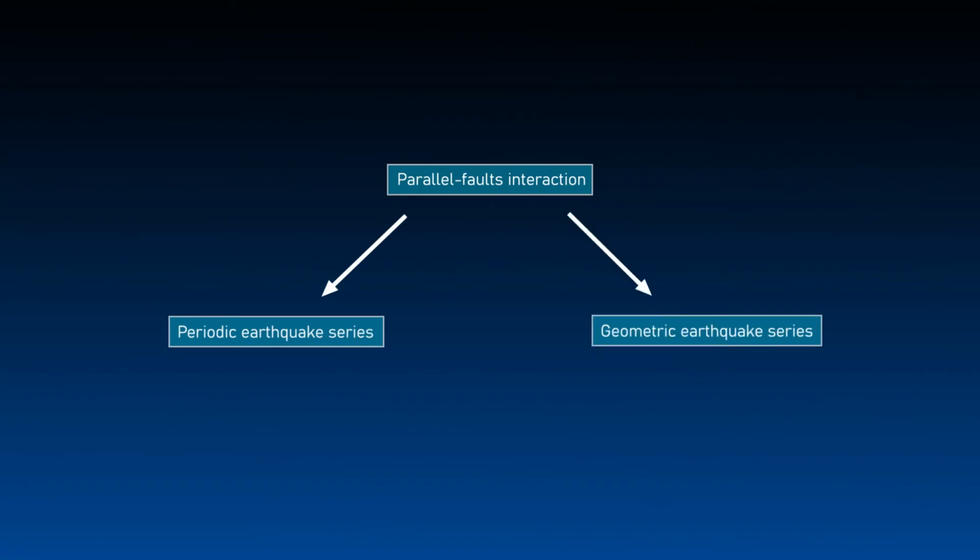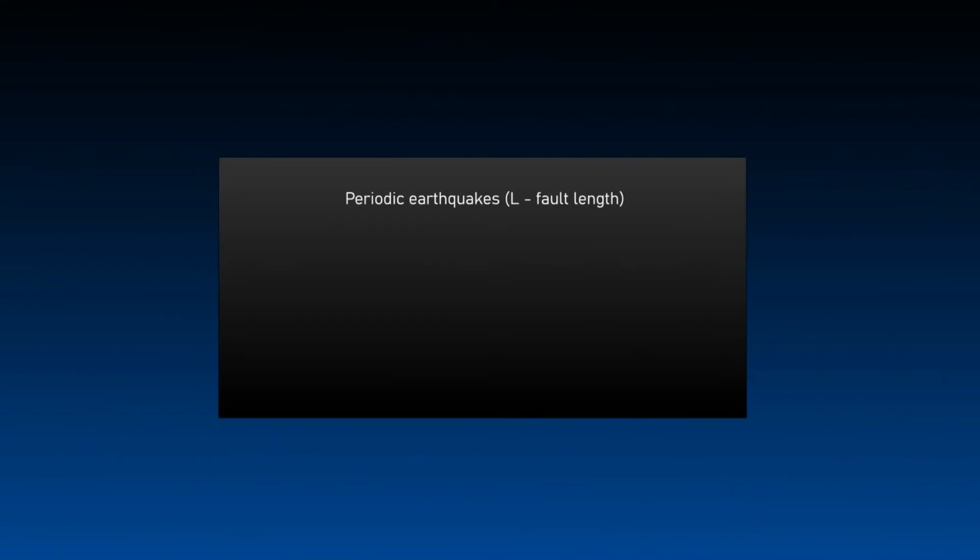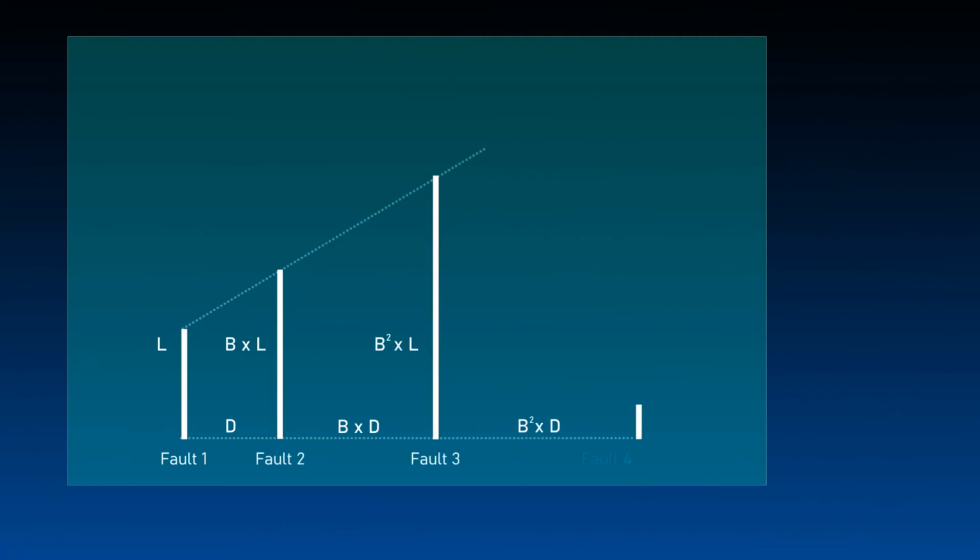interacting faults. When the fault series is periodic, all interacting faults have the same lengths and the distance between them is also equal. When the fault series is geometric, the length of each subsequent fault is b times larger compared to the previous one. Also, the distance to each subsequent fault is b times longer compared to the previous one.